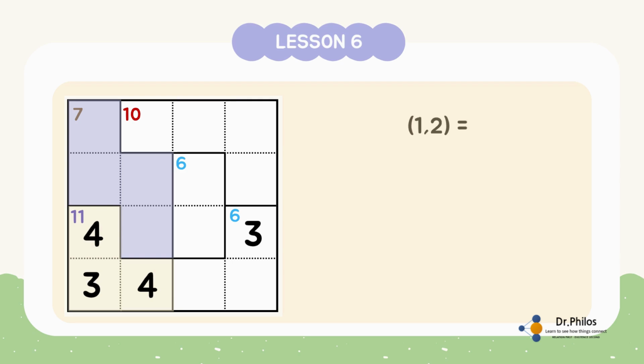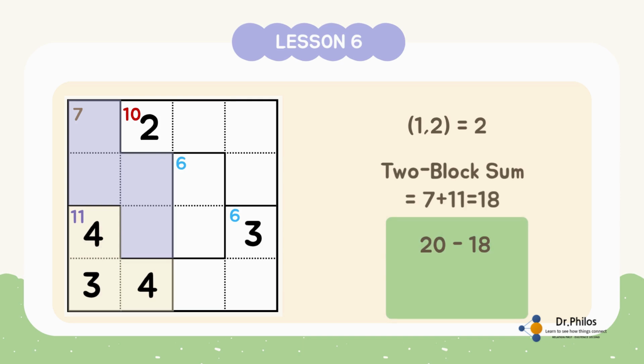1, 2 is 2. Because the sum of the 7 boxes, except for 1, 2, makes 7 plus 11, which is 18. So I can figure out that 1, 2 is 2. Can you write that as a math sentence? It's 20 minus 18. Try making the math sentence using the exact numbers on the grid instead of 18. It's 20 minus parenthesis 11 plus 7.